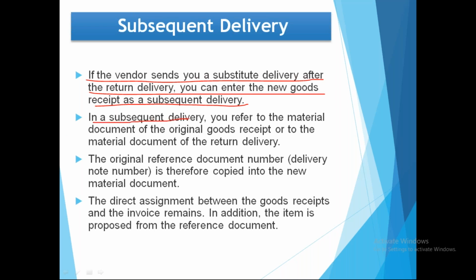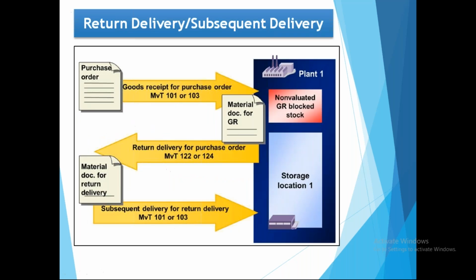So in a subsequent delivery, you refer to the material document of the original goods receipt or to the material document of the return delivery. You can refer to any one of those documents. The original reference document number is therefore copied to the new material document. This is what will happen, which is called subsequent delivery. This is the one.